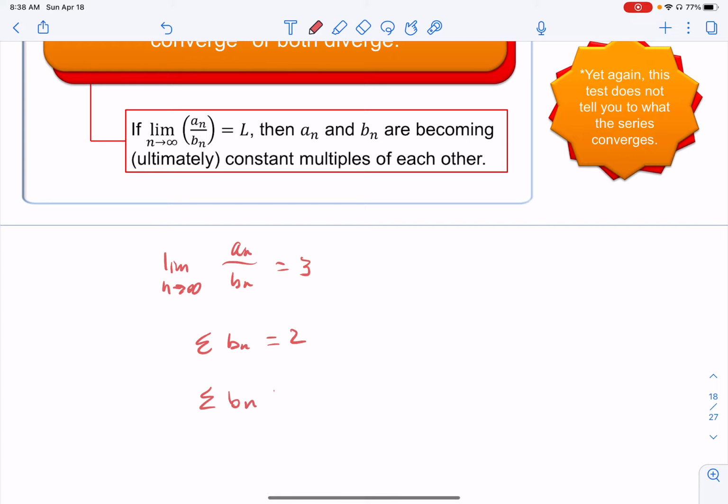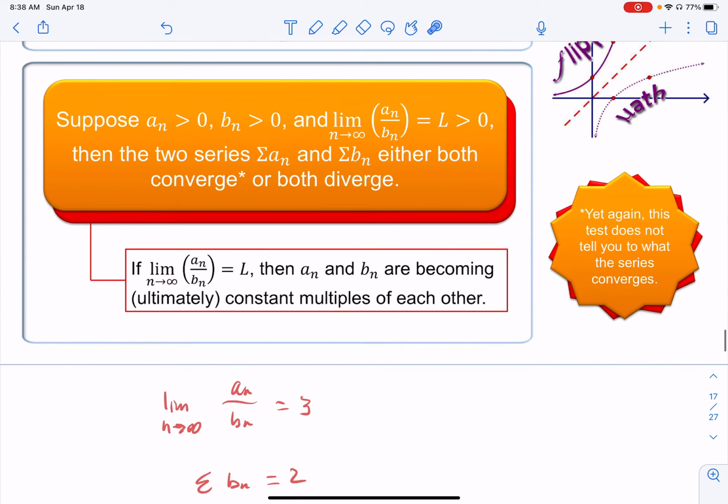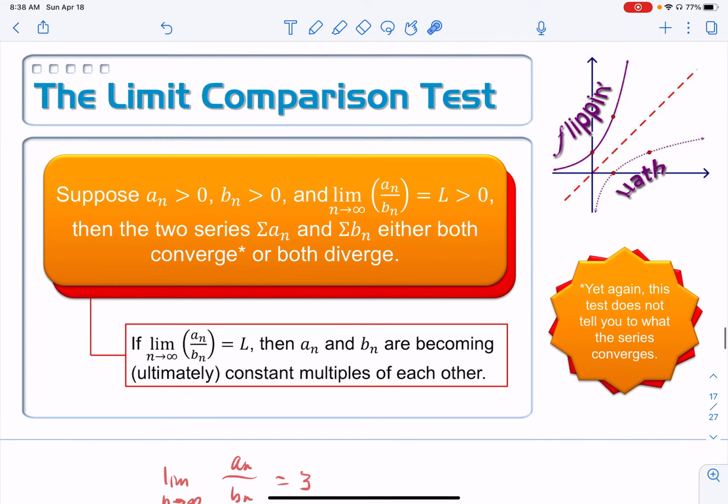Or let's say the b sub n series is equal to infinity, so it diverges. Then the terms of a sub n are approaching 3 times bigger than the terms in b sub n, so you're 3 times bigger than infinity, and you're still going to diverge. So there is the basis for what we're calling the limit comparison test.